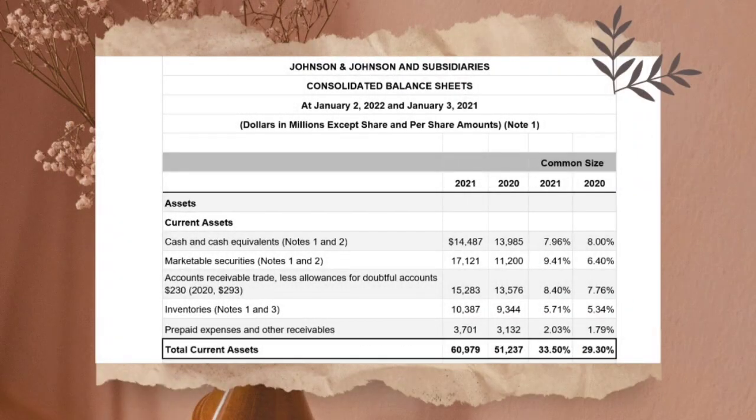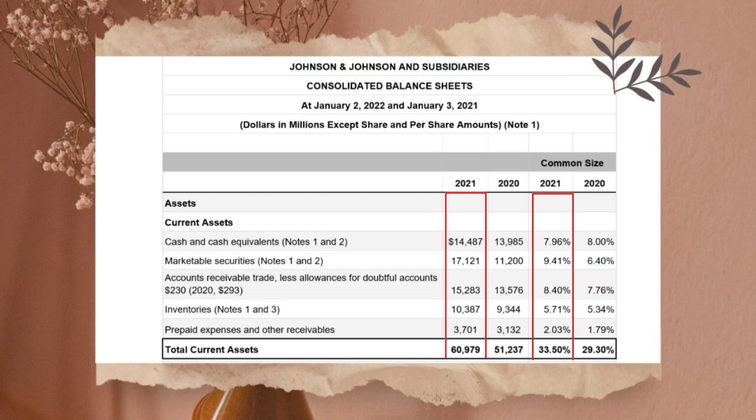Next, we're going to calculate the vertical analysis of the balance sheet for the year 2021. We will use the vertical analysis equation, which is we're going to simply divide each line item by the base figure and multiply the result by 100. In the current asset section, we have cash and cash equivalents.